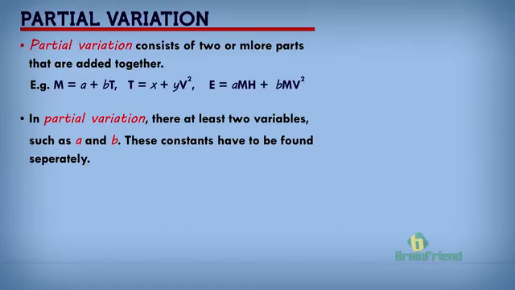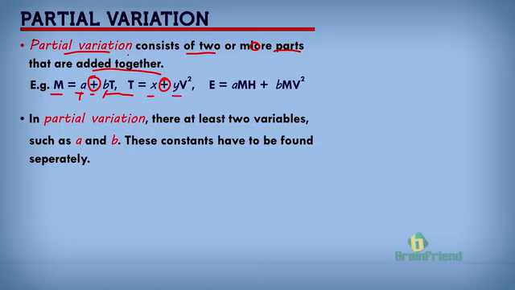The last kind of variation we'll learn in class today is called the partial variation. Partial variation consists of 2 or more parts that are added together. Examples are M is A plus BT, where A and B are constants. T is X plus. So that's the key thing to take note of. They are added together. One or more parts.